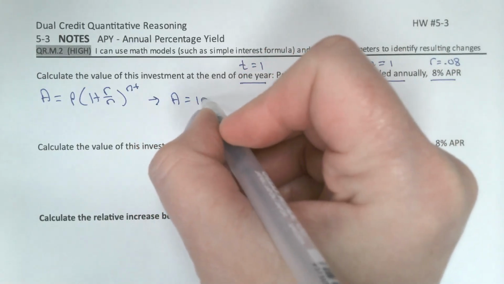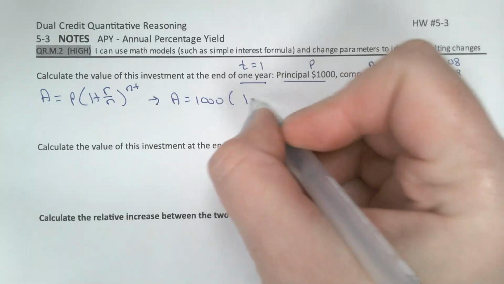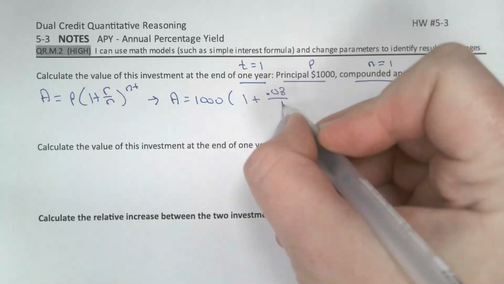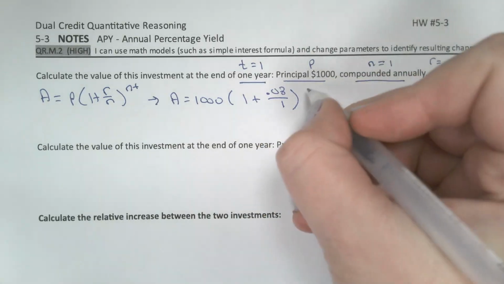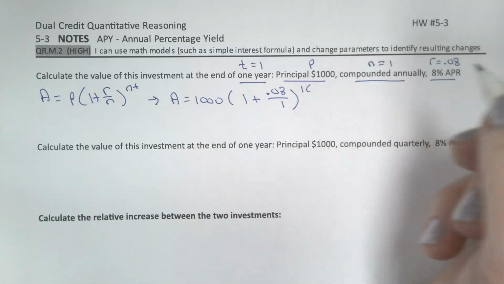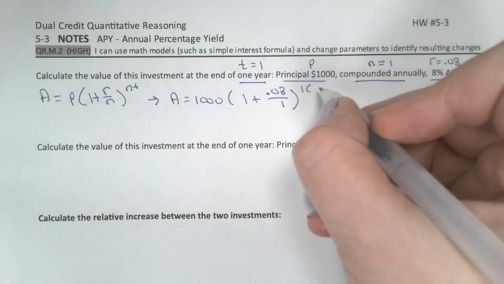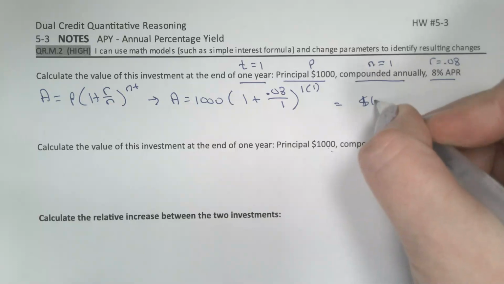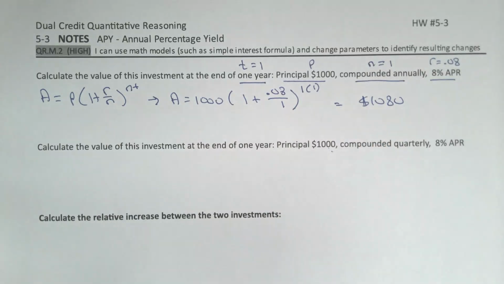Your principal is 1,000. Your rate is 0.08. N is 1, and T is also 1. So when I run that in my calculator, I got 1,080.